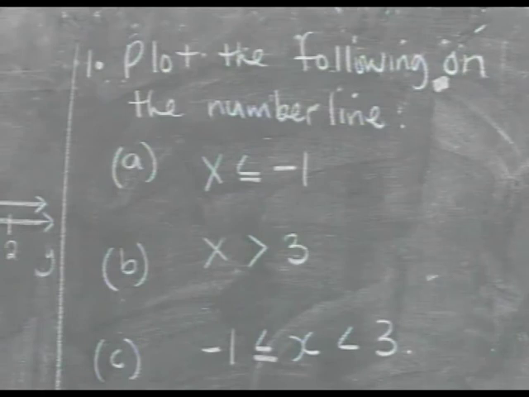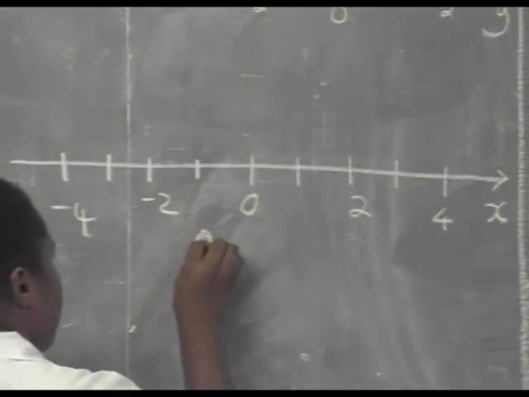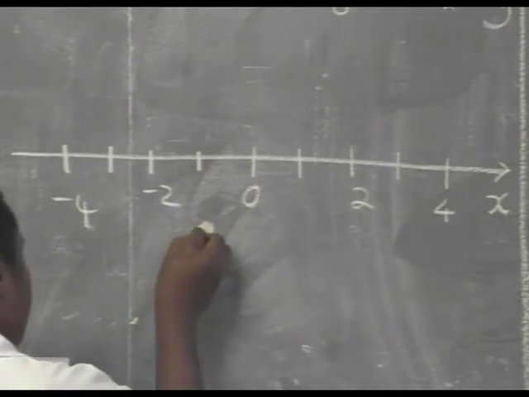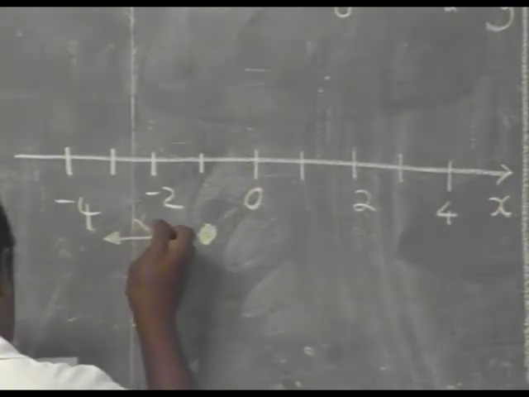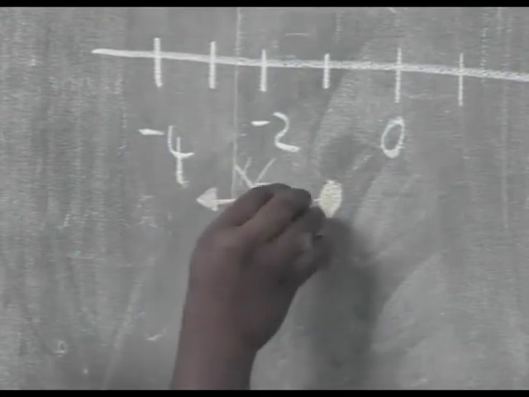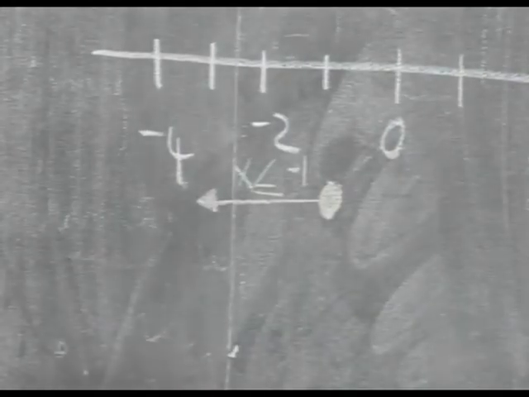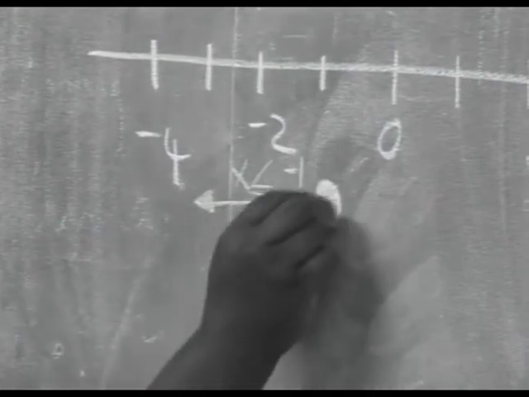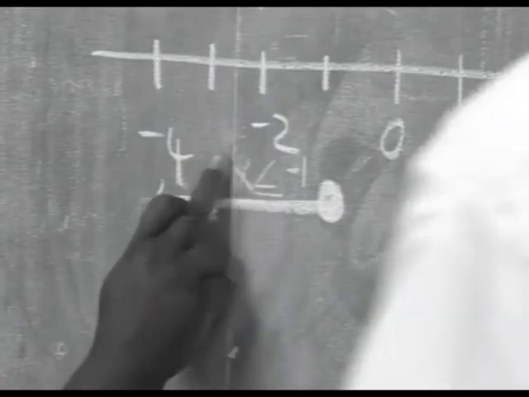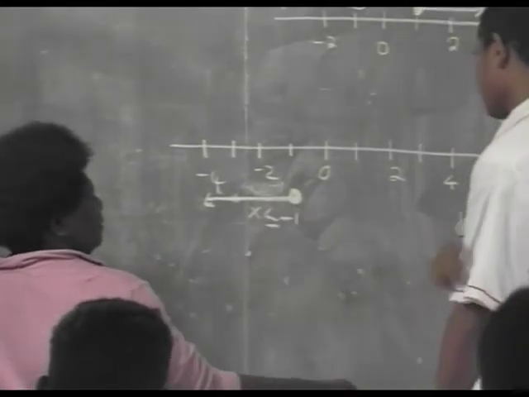Maybe see if you can use orange chalk to make it. Yeah. Try. I wonder if it's. Is it clear? Maybe not. Okay, try one. It's probably not clear. Okay, just do it with white chalk. Okay, x is less than or equal to minus 1.